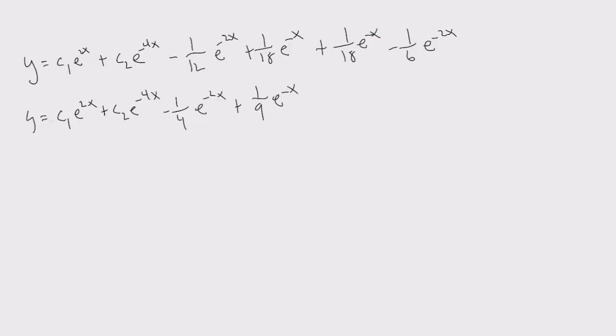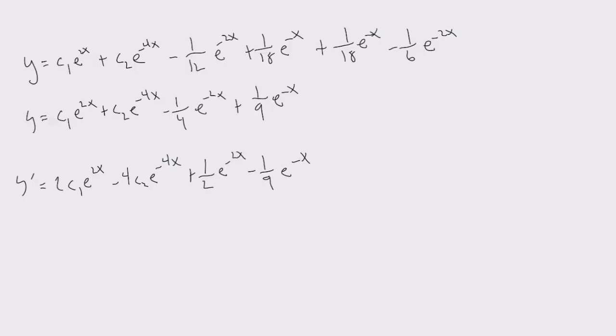Okay, since our initial conditions involve y and y prime, it would be nice to have an expression for y prime. So let's find that. That would be 2c1 e to the 2x minus 4c2 e to the negative 4x plus, drop the negative 2, so plus 1/2 e to the negative 2x, and drop the minus, so minus 1/9 e to the negative x.